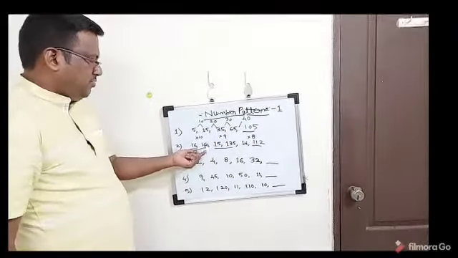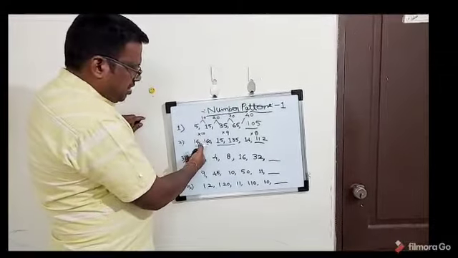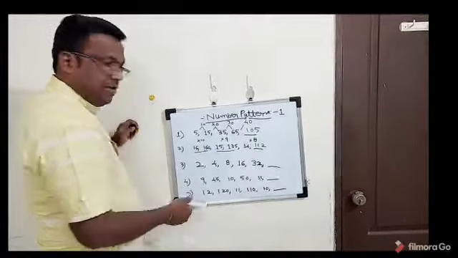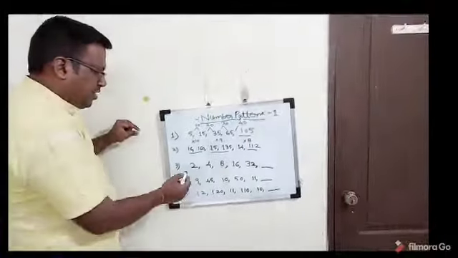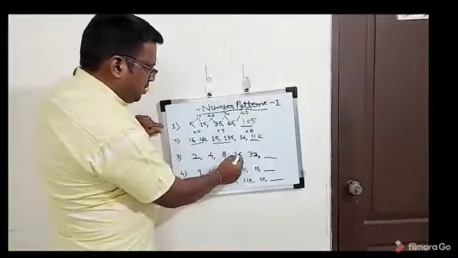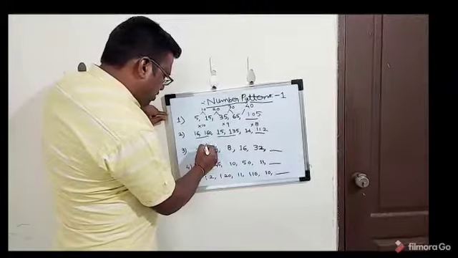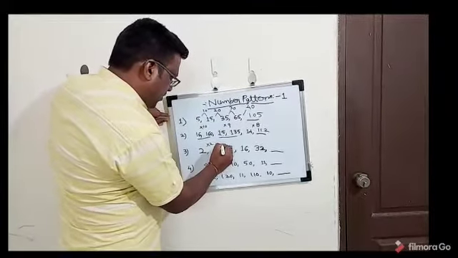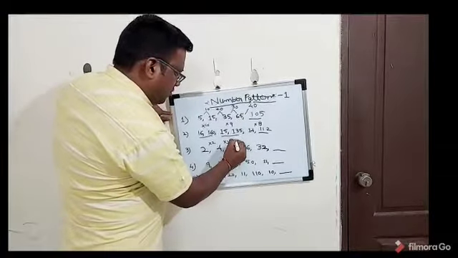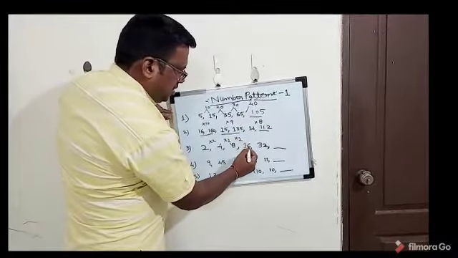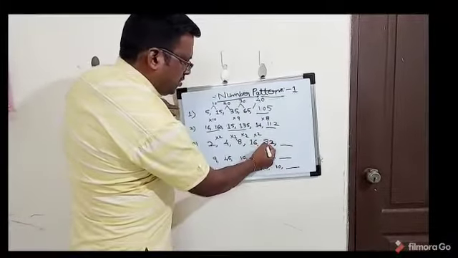So here the logic was found not by the difference but by multiplication. Now we need to find the answer for the third problem, which is given as 2, 4, 8, 16, 32. Here also the logic is simple. 2 times 2 is 4. Similarly, when you multiply 4 by 2, you get 8. When you multiply 8 by 2, you get 16. This is a straightforward answer. When you multiply 16 by 2, you get 32.